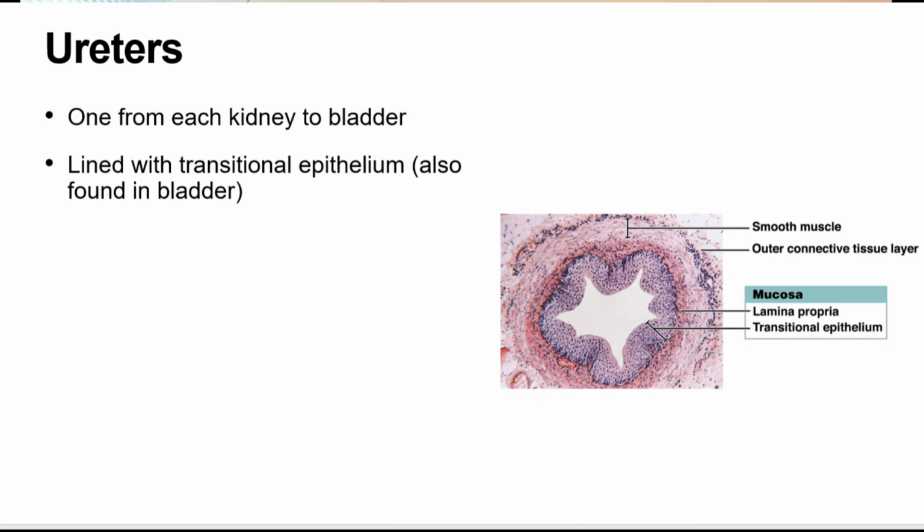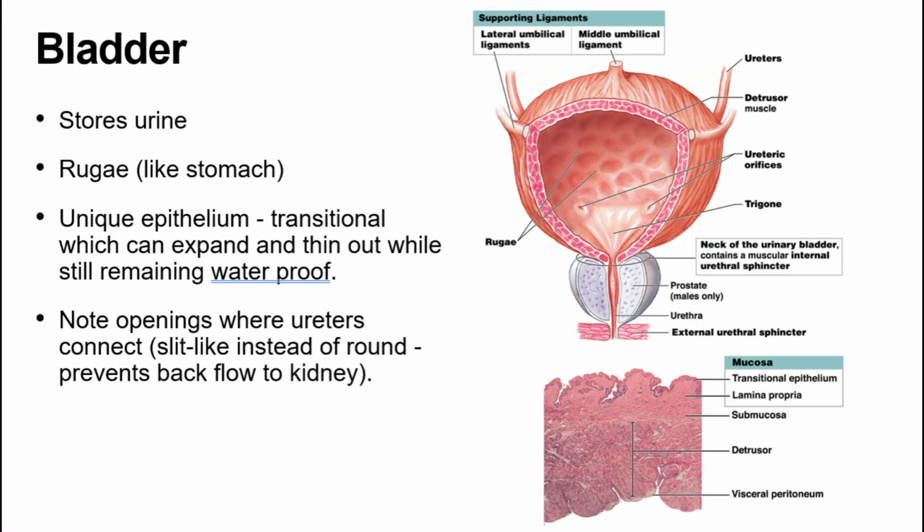So the ureters here are draining into the urinary bladder. It is where we store the urine. It has rugae like the stomach, so you can see those rugae that are present. Surgically, when you open the bladder, you mostly see folds when it is small. When it's large, those folds disappear as it is stretched. So it has that unique transitional epithelium, which can expand and thin out, but it is still waterproof, so things don't get through those gaps.